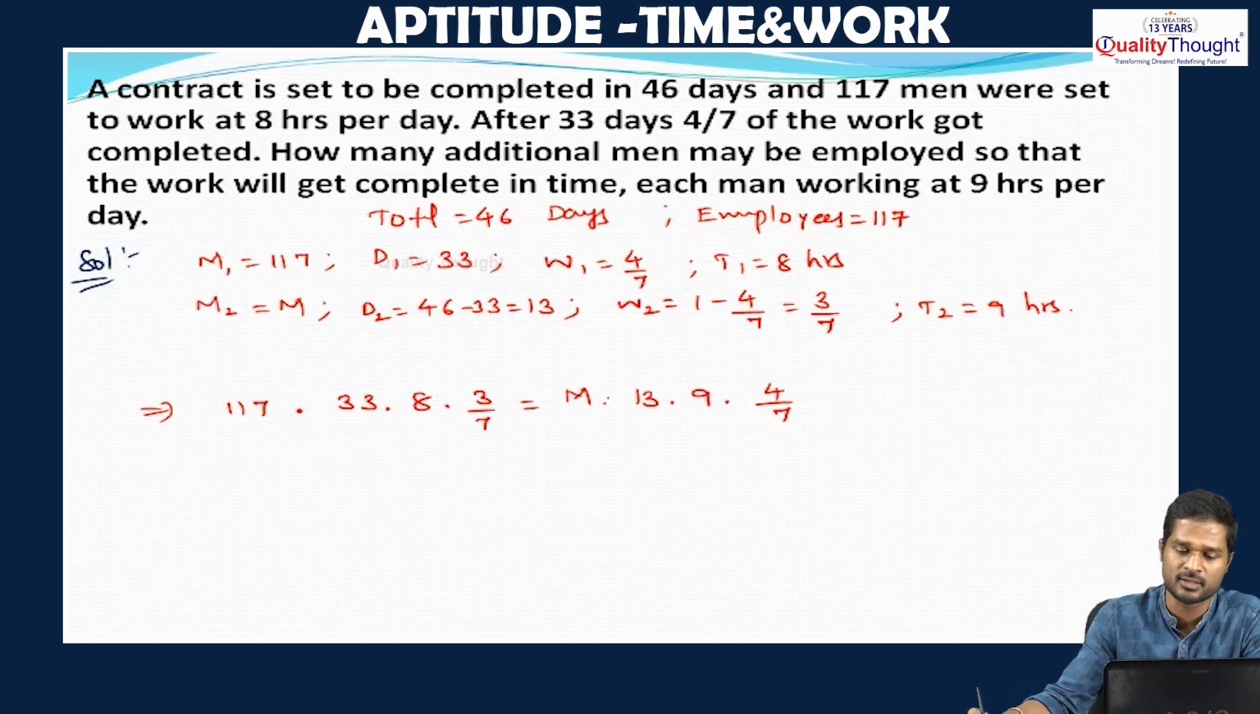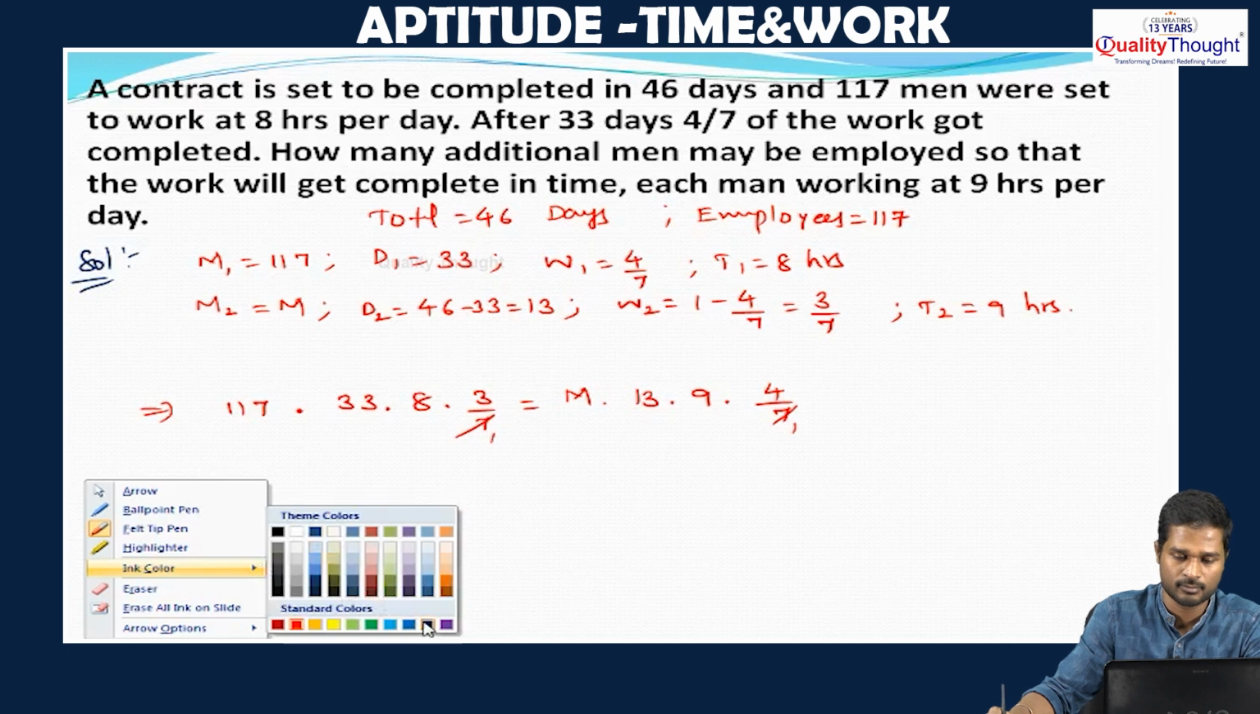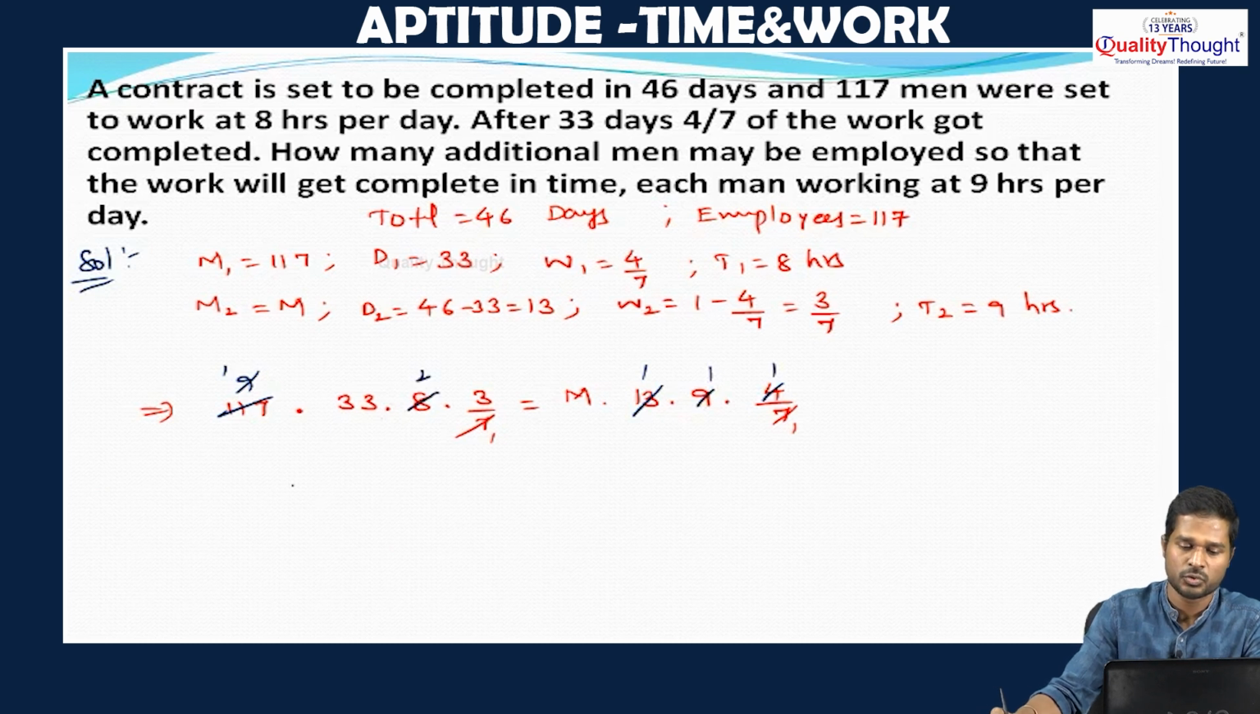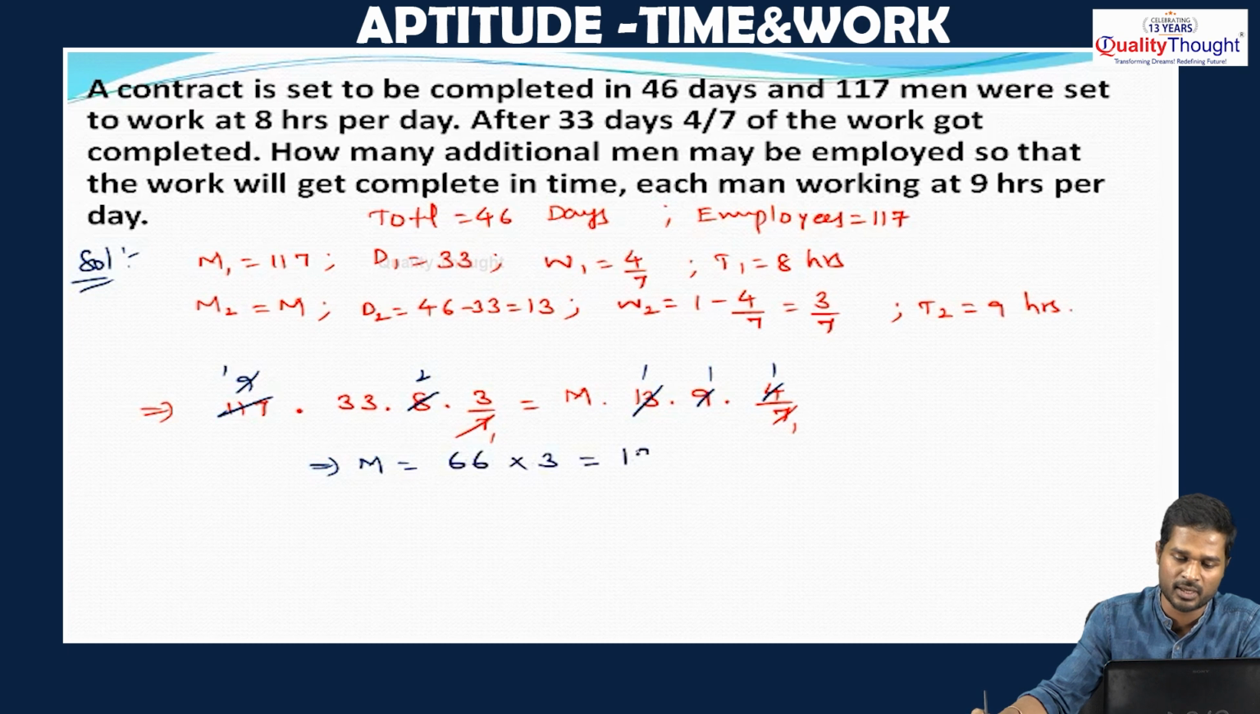Now, try to simplify this. What are the values you can cancel? Cancel them. This is 7 ones are 7, ones are. So, this is 13 ones are 13, nines are 117, 9 ones are 9, ones are. This is 4 ones are 4, twos are. So, we cancel everything. M is equal to, this is 66 into 3. So 3 sixes are 18, 3 sixes are 18 plus 1, 198 people. So 198 men.